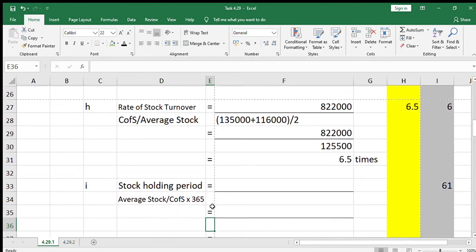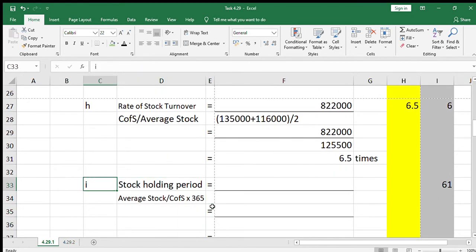The next one is the stock holding period, which is sort of a reversal of the rate of stock turnover. So average stock divided by cost of sales, and we multiply it by 365 because we want the answer to be in days. Now the reason I know the answer should be in days is because the previous year's calculations have also been done in days. That's another way you can gauge how you should calculate.